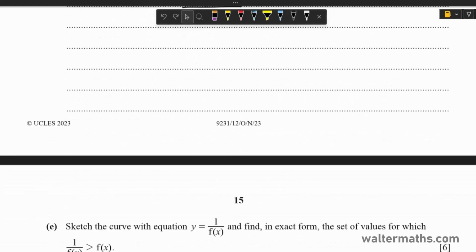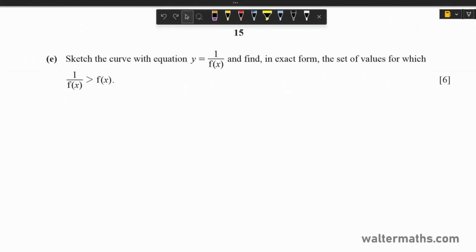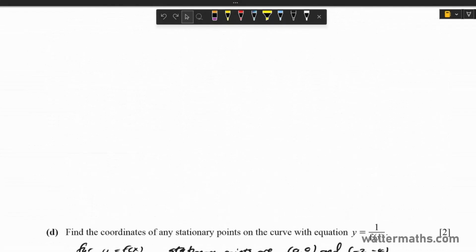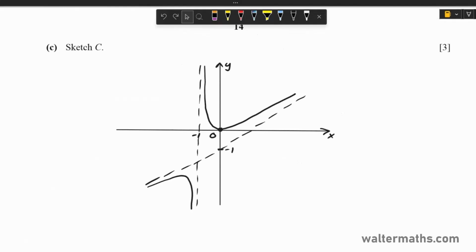Let's move on. On part E, they say, sketch the curve with the equation y is equal to 1 over f of x and find in exact form the set of values for which 1 over f of x is greater than f of x. Alright, so let's go back to the original graph. Now we know that we can derive or get the graph of the reciprocal function from this graph of the original function. So we have a few things to consider.